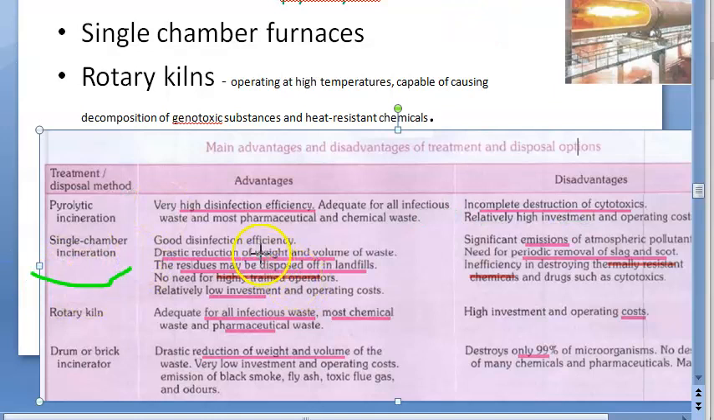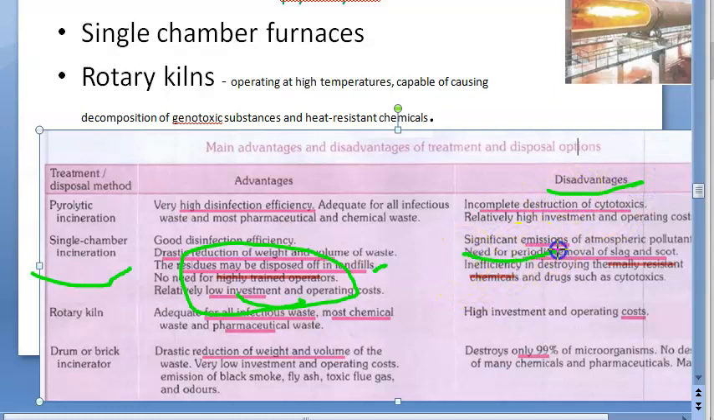Single chamber incineration, it is good disinfection. Drastic reduction in weight and volume. Residues may be disposed of in landfills. No need of high trained operators. This is single chamber, so no need of high trained operators. Low investment, low operating cost. Okay. What is the disadvantage?